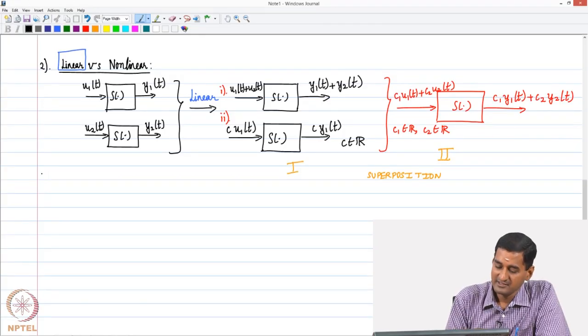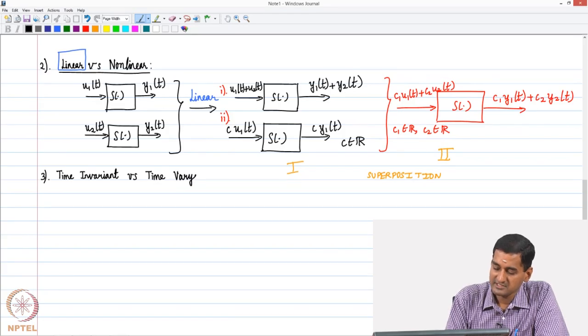So finally, the third classification that we are going to look at is that of a time invariant system versus a time varying system.